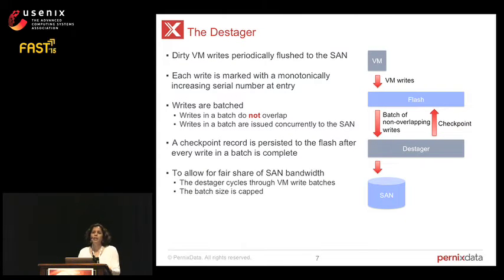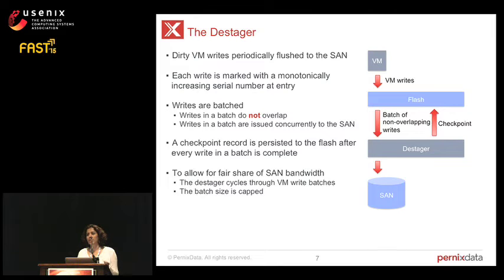So as a VM's writes accumulate on its host-side flash, those writes need to be periodically issued to the SAN, and that is done by a process called the Destager. Each write, at its ingest point, is marked with a monotonically increasing serial number. Writes get batched such that no two writes in a batch overlap, and all the writes in a batch are concurrently issued to the SAN. So that is a function of the Destager.